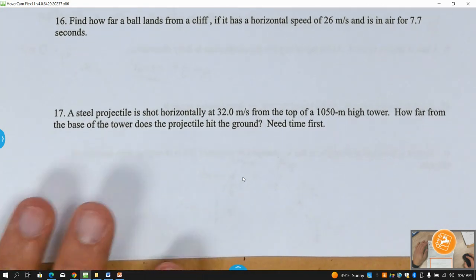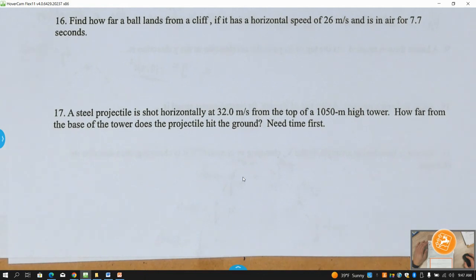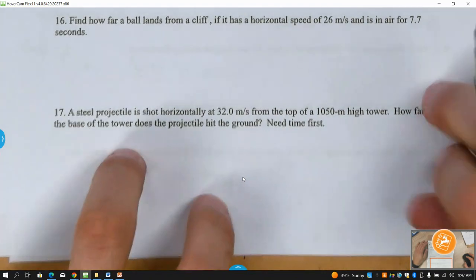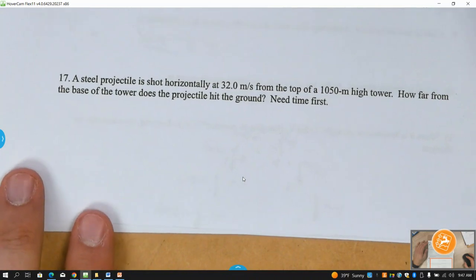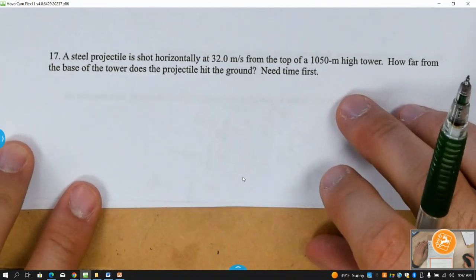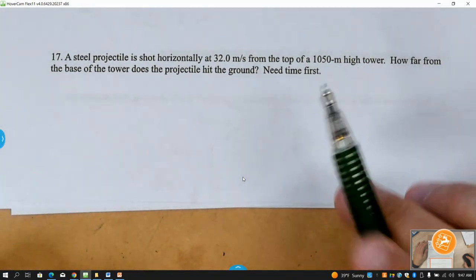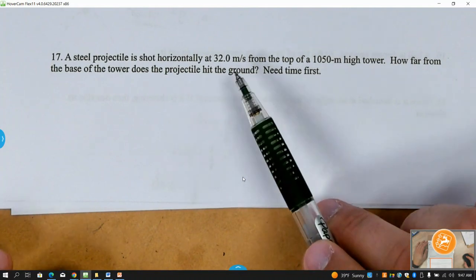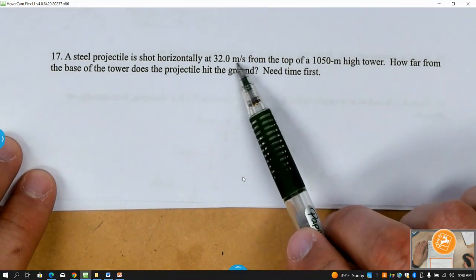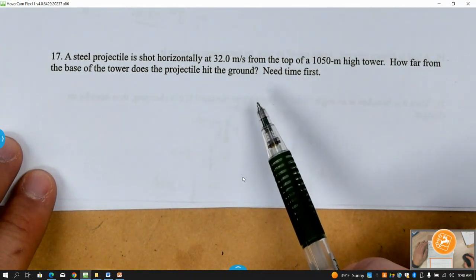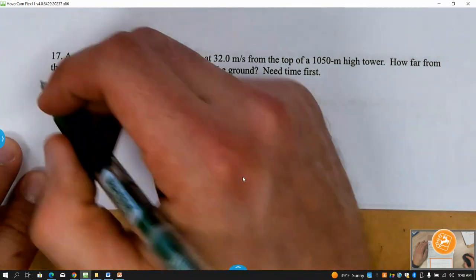So I want to go over 17, and I want to list and label exactly how I would score this. So please make sure that you are doing this as we're doing this right now. Okay. So, guys, what was one of the things I said to you 10 minutes ago? Any speed you're given in a problem, what is it going to be? It's going to be Vx.